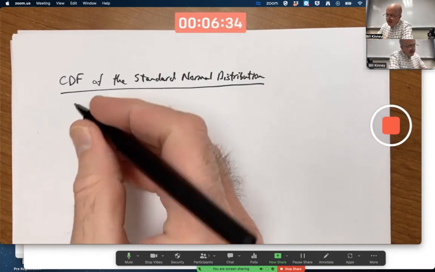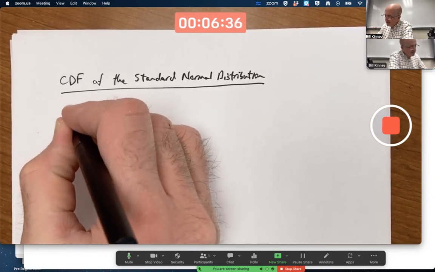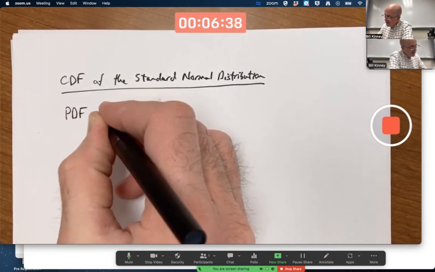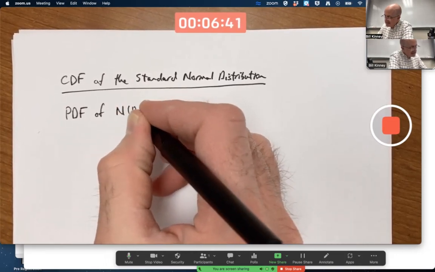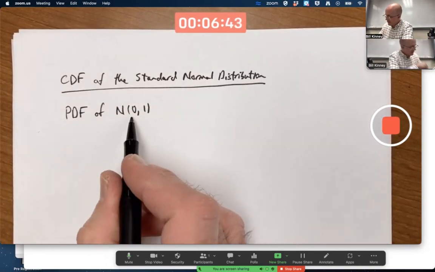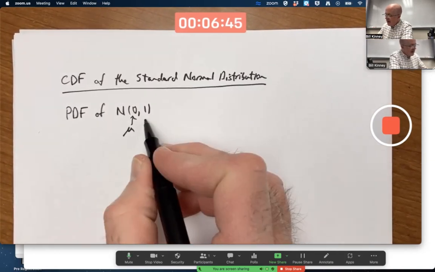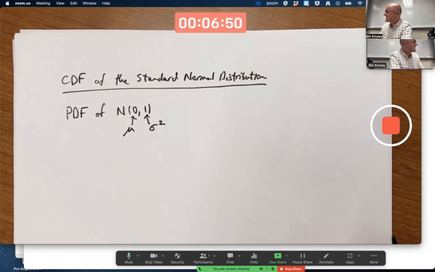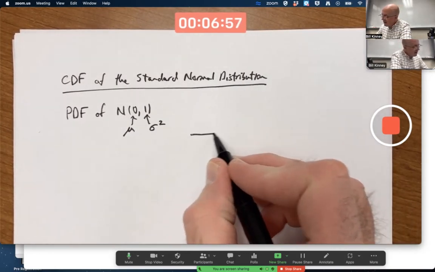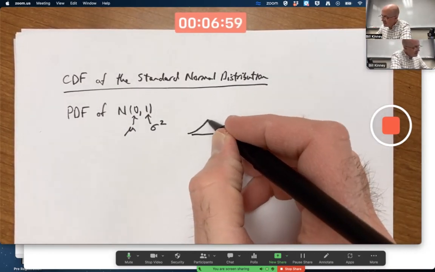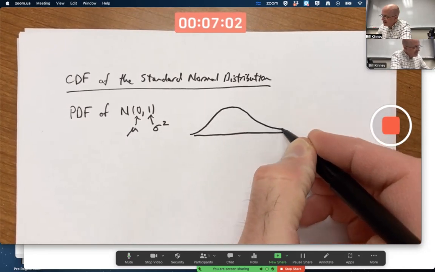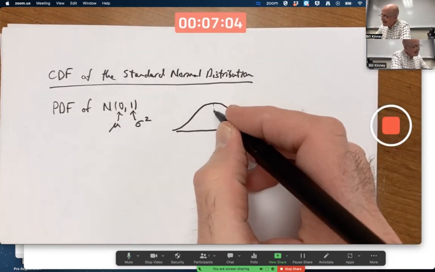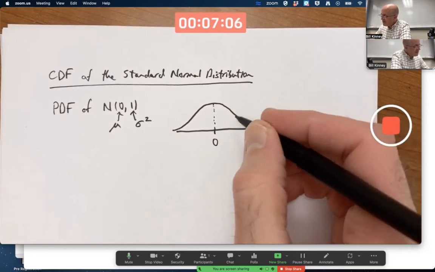So what is the CDF? Well, first of all, what's the PDF? The PDF of the standard normal distribution, N(0, 1), meaning 0 is the mean, mu, and 1 is the variance, sigma squared, which is also the same as the standard deviation, since the square root of 1 is 1. We know it's your classic bell-shaped curve centered at 0. Standard deviation of 1.